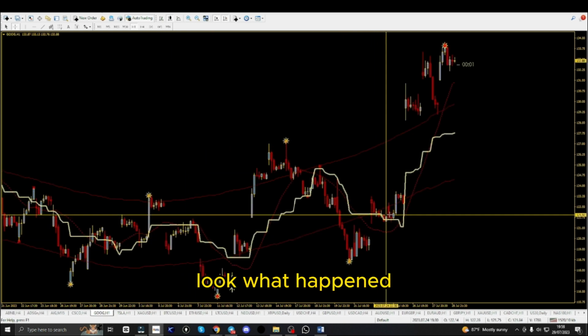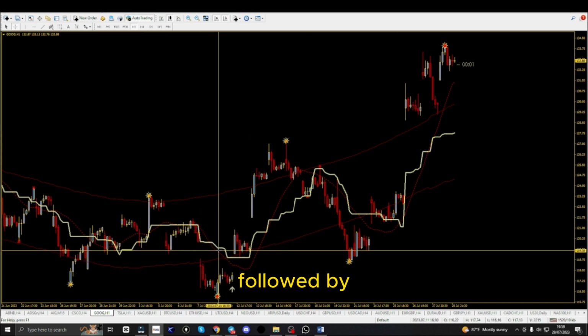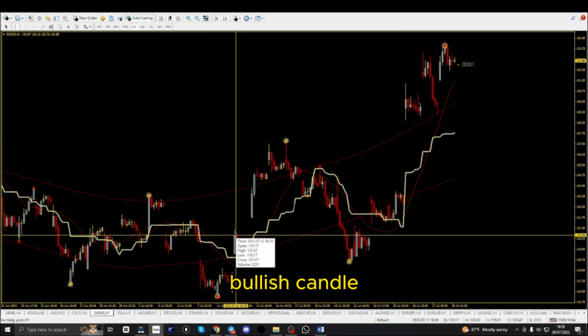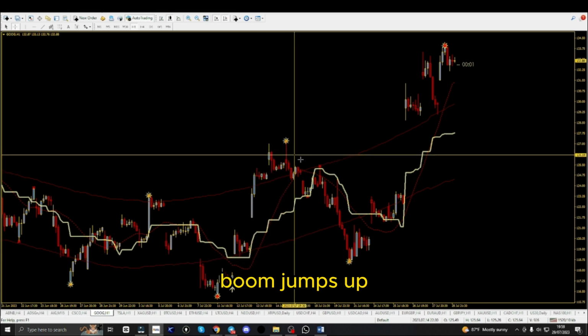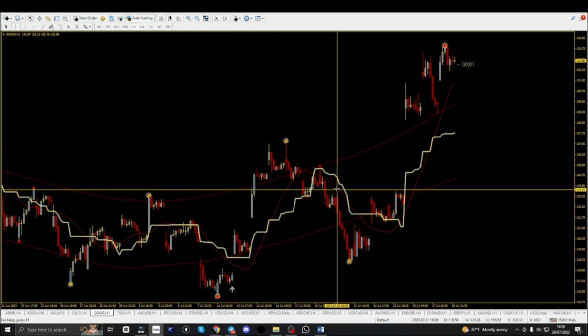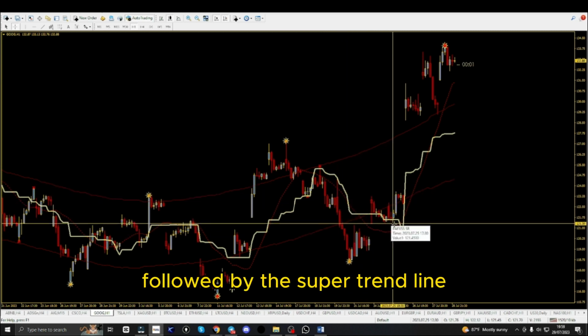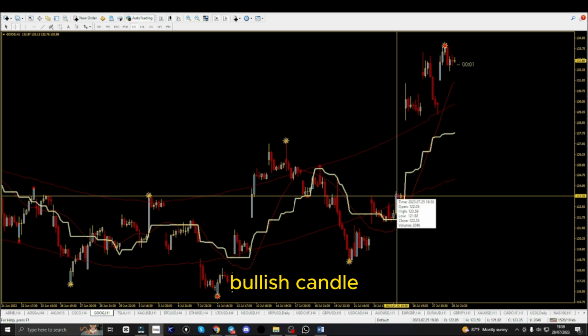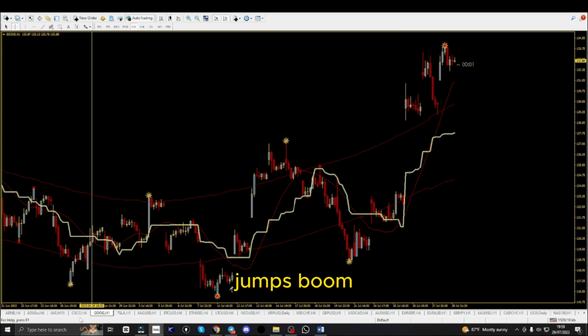This one is Google. Look what happened. This one is beautiful. BBMA crossed the bottom channel, followed by the super trend line, bullish candle. Your entry is going to be over here. What happened? Boom, jumps up. It happened twice. The BBMA crossed the bottom channel, followed by the super trend line. Look, bullish candle. Your entry over here. What happened? Jumps. Boom. Okay.